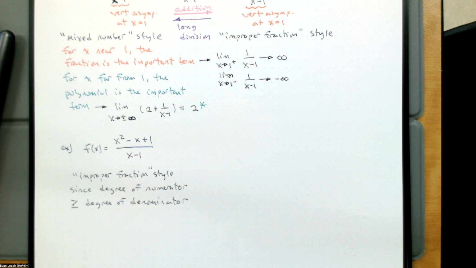Since we're trying to make this connection between rational functions and rational numbers, in improper fractions, if the top is bigger than the bottom, that's an improper fraction. But what does the top being bigger than the bottom mean in terms of rational functions? In this case, it goes by degree. Since we're looking at a ratio of polynomials, if the degree of the numerator is greater than or equal to that of the denominator, that's an improper fraction style.